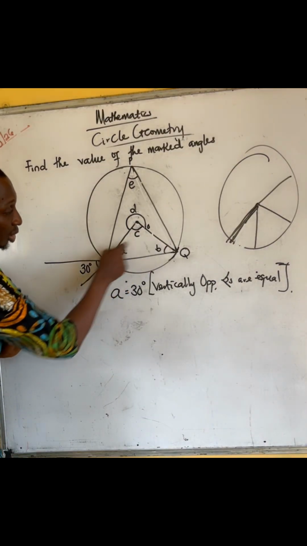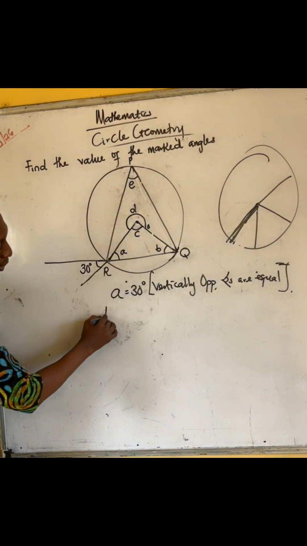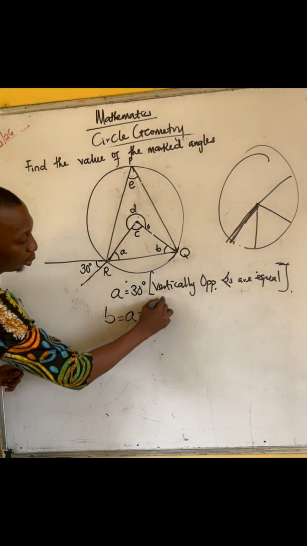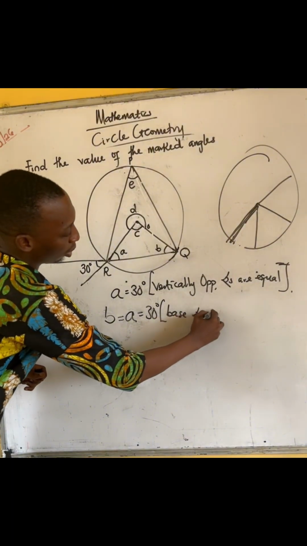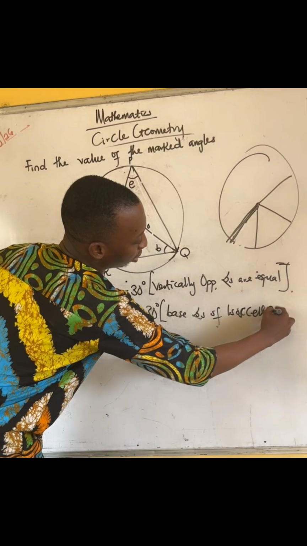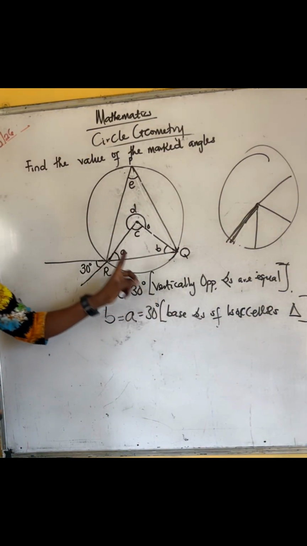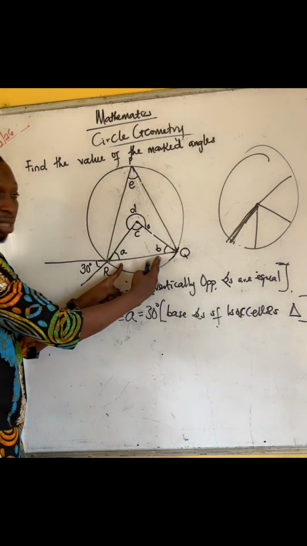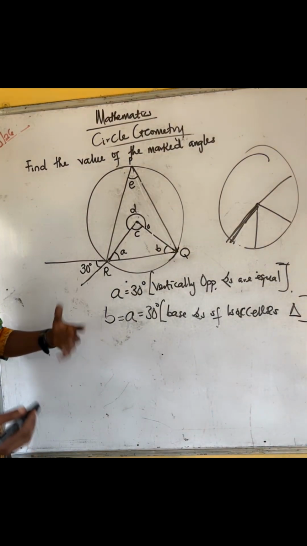From the look of things, I'm seeing a triangle here now. I can say angle B is equal to angle A and is equal to 30 degrees. Why? Base angles of an isosceles triangle. Don't forget, for an isosceles triangle, 2 angles and 2 sides are equal. You're familiar with the concept of a triangle. That's where we are going to now.